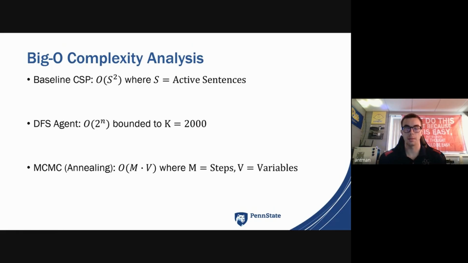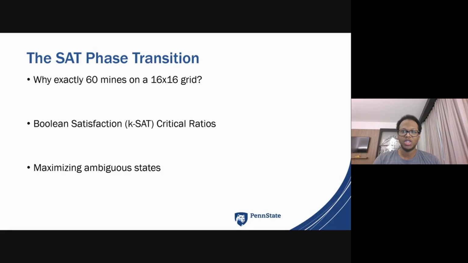You might be wondering why we specifically chose to test our agents at a 16 by 16 grid with exactly 60 mines. That equates to a 23.4% mine density. This was not a random choice. In the study of Boolean satisfiability problems, or k-SAT, there is a critical ratio of constraints to variables. Below this ratio, problems are under-constrained and trivial to solve. Above this ratio, they are over-constrained and quickly proven unsolvable.